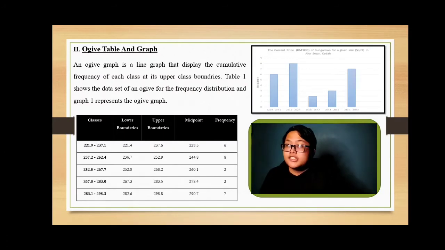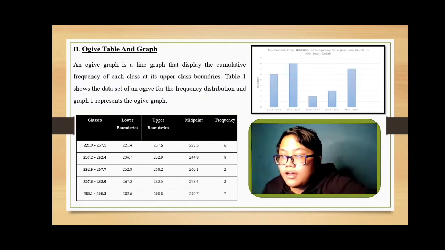So the lower boundaries for each class are 221.4, 236.7, 252.0, 267.3, and 282.6. For upper boundaries, 237.6, 252.9, 268.2, 283.5, and 298.8. As you can see right over here, we have the current price in thousands of ringgit of bungalows for a given size in square feet in Alor Setar, Kedah.